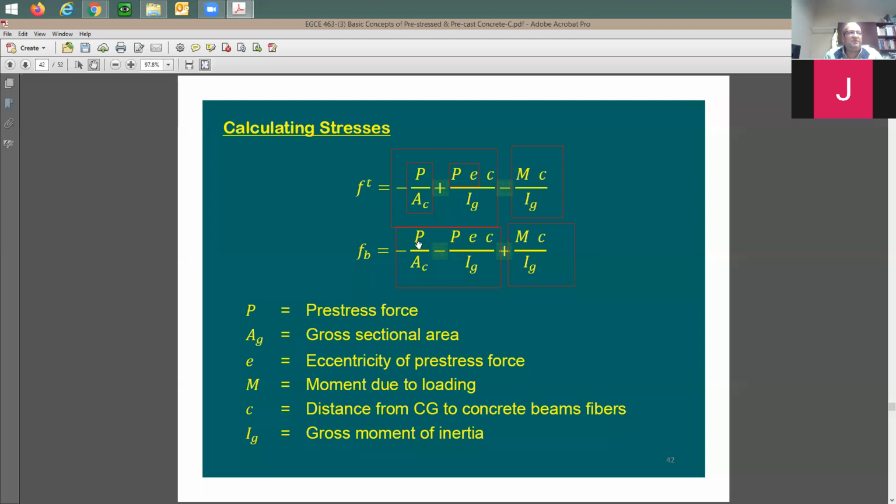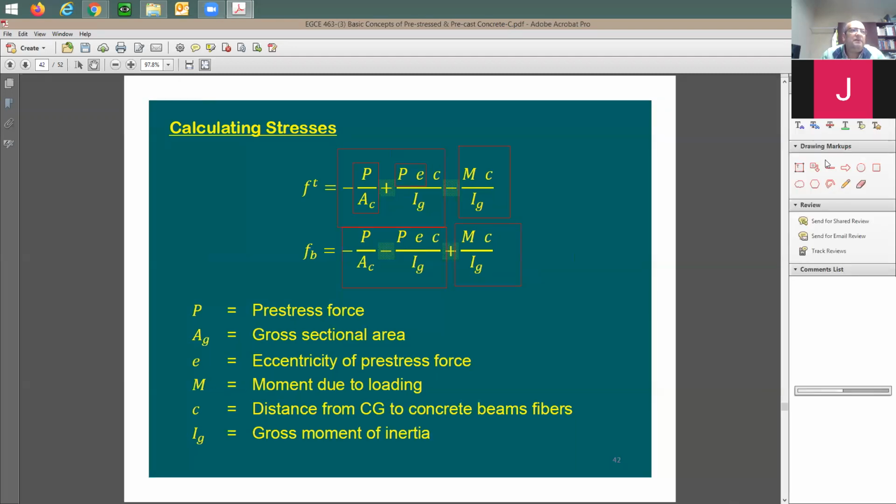Same thing, the top stress and bottom stress. You see these two components? They are for the pre-stress. The second big component here is going to be for the applied moment. Whether it's dead load, live load, total load, superimposed, I don't care. It's just for the applied loads. External applied loads, and this is going to be the internal loads.